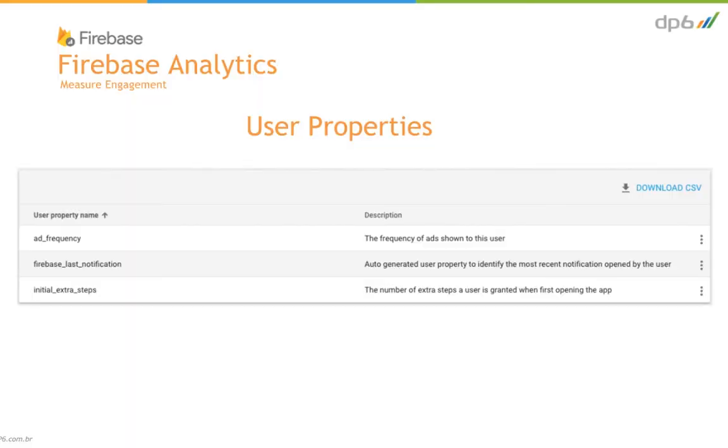Another side of the data collection from Firebase Analytics is user properties. User properties are characteristics of users that you want to collect independently of how many times they've happened, in order to understand your audience better.